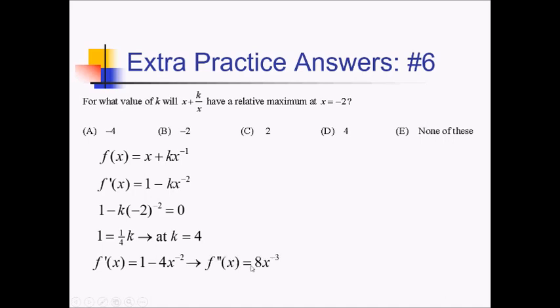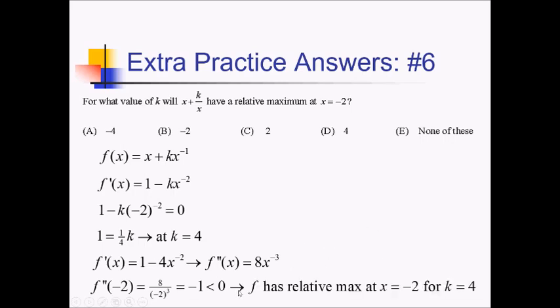So running the second derivative test on this, I'm just going to plug in negative 2 again. So that's going to be 8 over negative 2 to the third power if I change back into fraction form. And this is going to come out to negative 1, which most importantly is a negative number. If the second derivative is negative and the first derivative is 0, that means that we are at the top of a frown, that we just found a relative max at x equals negative 2 for k equals 4. So we can confidently choose D on this one, and now we've proven it.